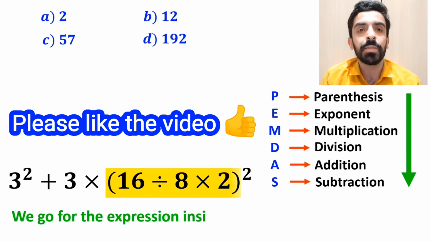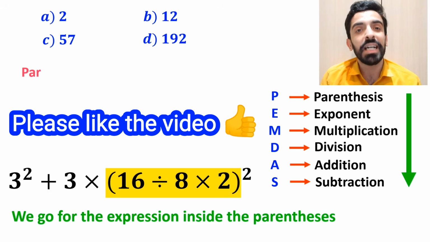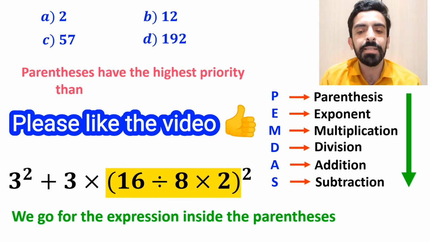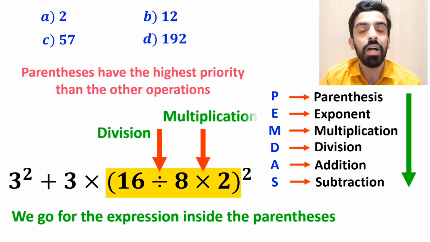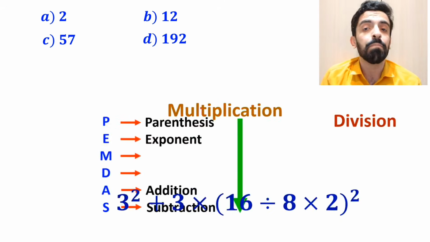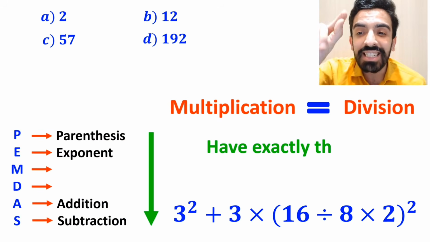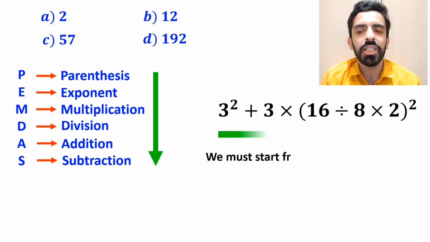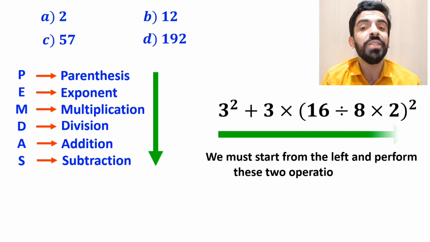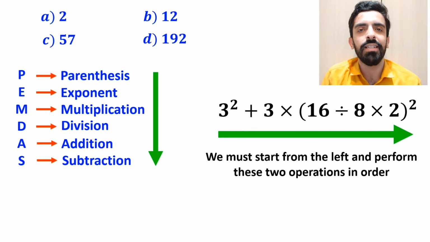So first we go for the expression inside the parentheses because parentheses have the highest priority over the other operations. Inside the parentheses, first we have a division sign and then a multiplication sign. It's very important to note that multiplication and division have exactly the same level of priority. In this situation, we must start from the left and perform these two operations in order.